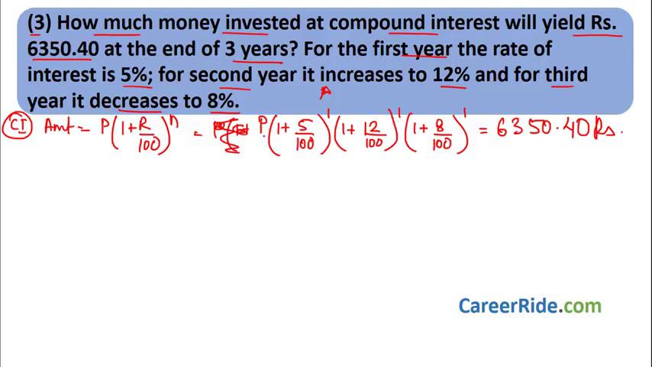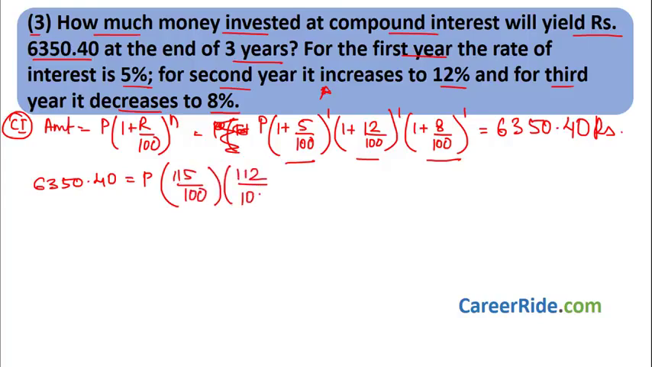Now take a look over here. We have not written P all the times. We have just written P once, that is principal, and only the rate of interest changes, or this unit gets repeated year and year. P does not get repeated. Okay. So let's solve it. What do we get? 6350.40, that is the amount, would be equal to P into 115 upon 100 multiplied by 112 upon 100 multiplied by 108 upon 100.